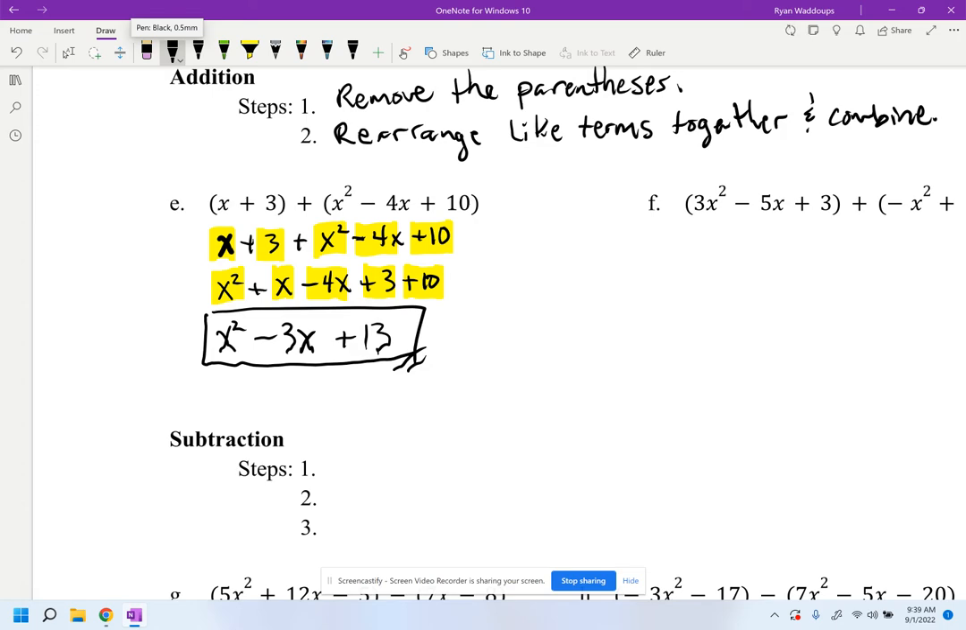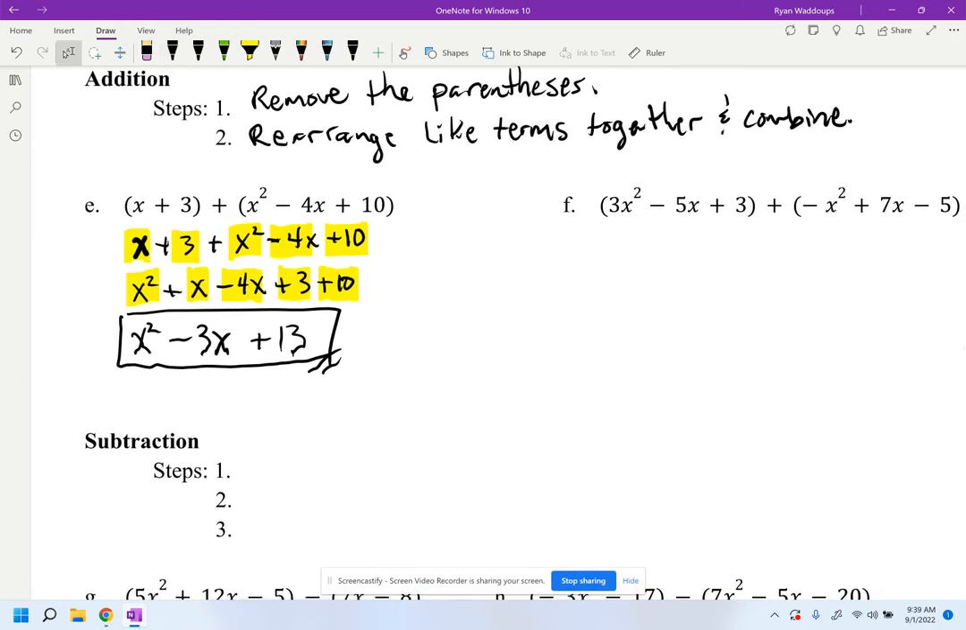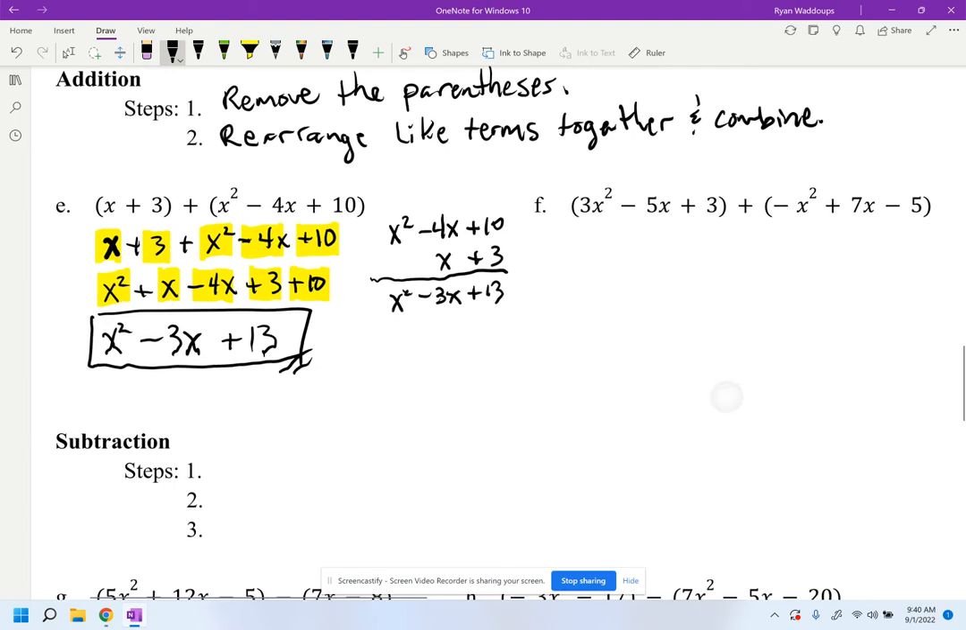This is a horizontal method. You can also do a vertical method just by stacking them. So if I took the second term, x squared minus 4x plus 10, and then I took x plus 3 and put x plus 3, just stacking those that are like terms. And then just add them. X squared, minus 4x plus x is minus 3x. And then 10 plus 3 is plus 13. So you can do it that way also.